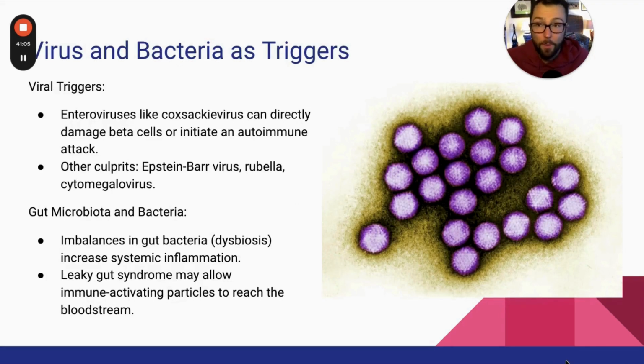Then we think of environmentally viruses and bacteria as triggers, right? A lot of people on social media talk about parasites, or, hey, I got COVID and then I had diabetes. So there's a viral aspect to it as well. Coxsackie virus, which is the virus behind hand, foot, and mouth disease in children, has been shown to directly impact beta cells and initiate an immune response that ends up leading to diabetes. Epstein-Barr is one of them. Rubella is one of them. Cytomegalovirus.